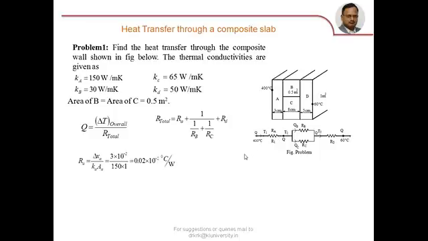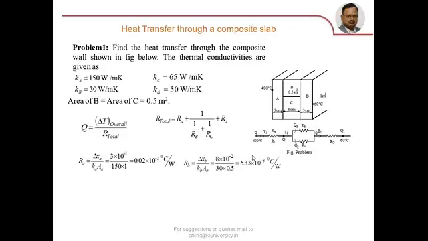Now how to calculate RA? For a slab, the conduction resistance formula is L by KA. Here it is del XA by KA times AA. Del XA, 3 into 10 power minus 2, is the thickness. KA, the thermal conductivity of material A, is 150, and the area is 1 meter square. You will get RA.